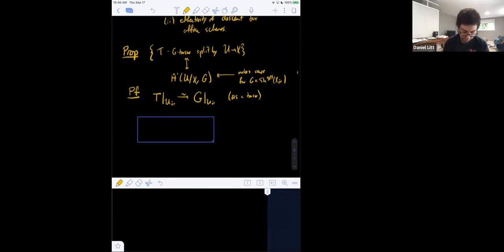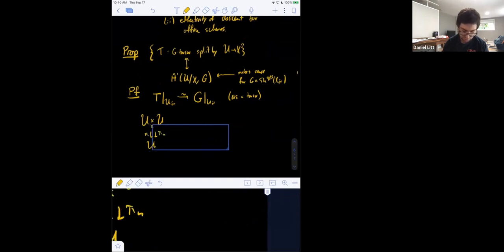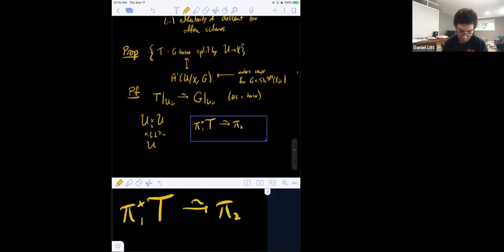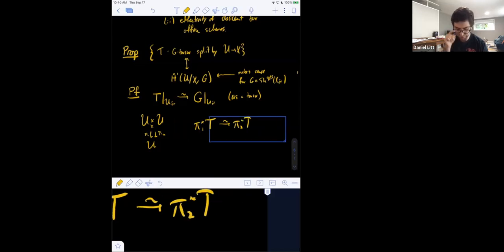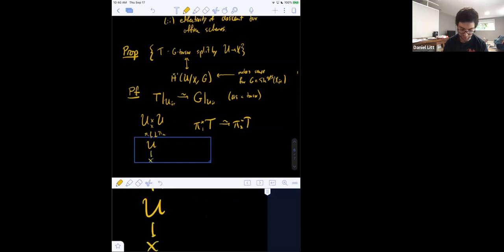Okay, so what that means is that when we restrict T to U cross U in the two different ways, so let me write it this way. Let's write U cross U over X to U. There are these two projections, pi1 and pi2. Once we do this, we get an isomorphism pi1 star of T to pi2 star of T. This isomorphism just comes from the fact that we're pulling back something from X, right? So here we have a map to X.